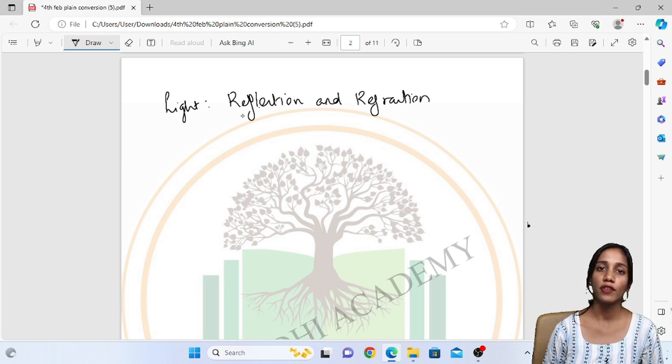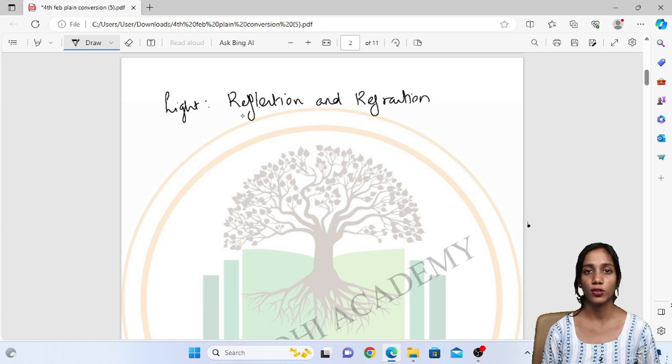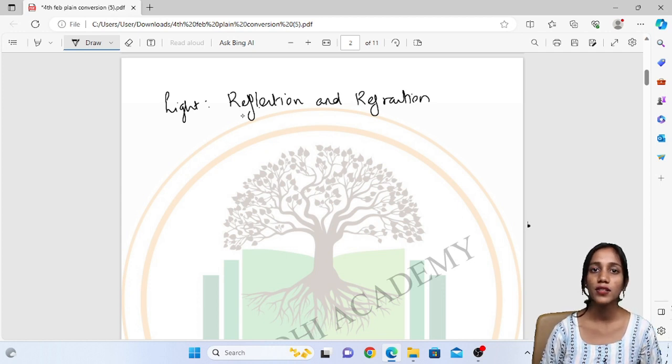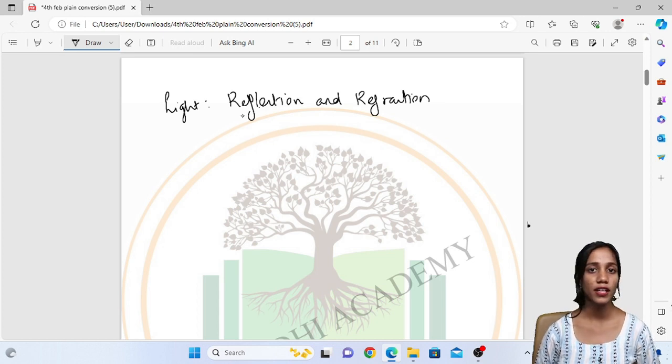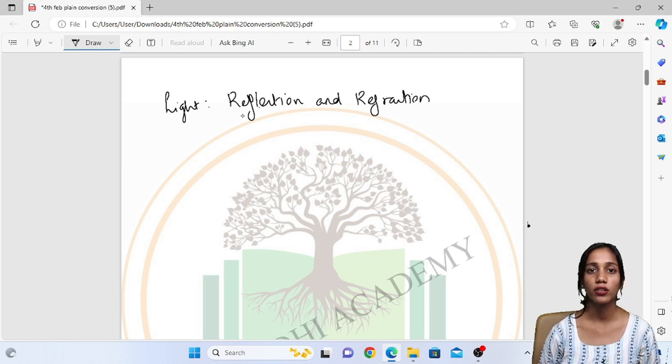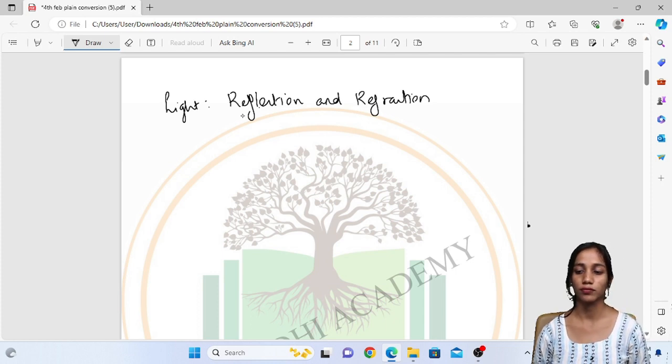When we talk about reflection, we always talk about mirrors, and we have two kinds of mirrors, the plane mirrors and the spherical mirrors. Plane mirrors are the ones which have a plane reflecting surface, and spherical mirrors are the ones which have a curved or a spherical reflecting surface. When we study reflection, we also need to study the two laws of reflection.